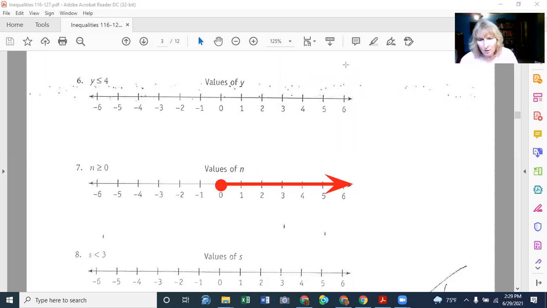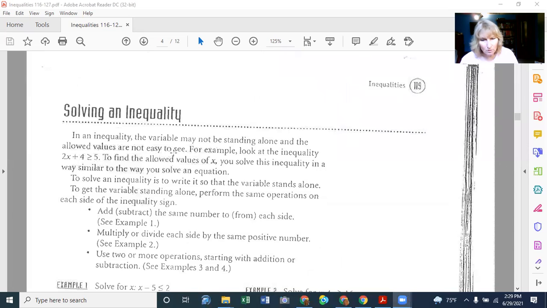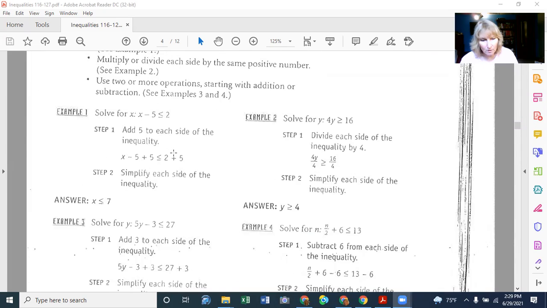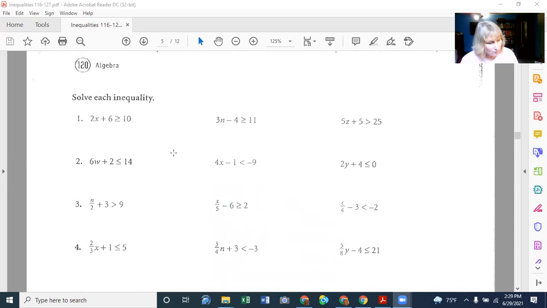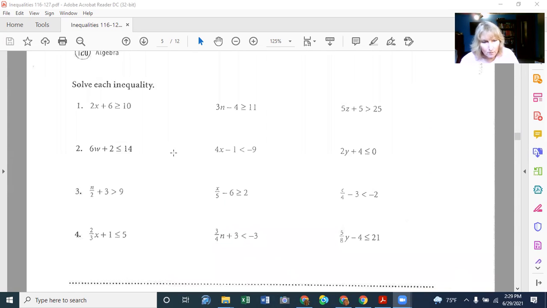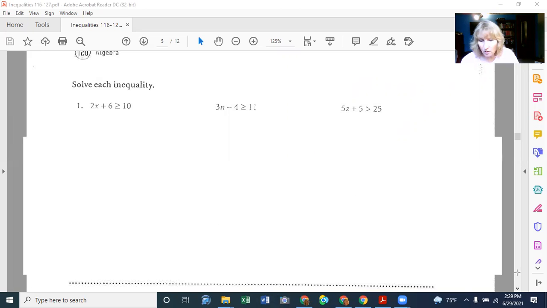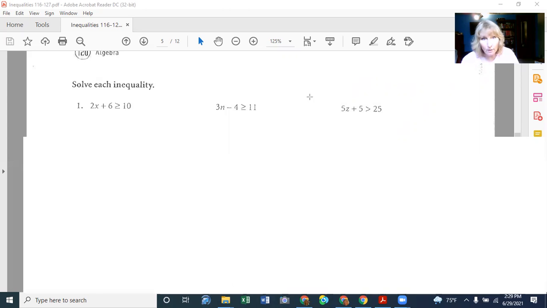Okay, let's look at page 120. So that's the next page. Nope, it's after the next page. The next page here is just instructions. Go to 120. So I want to do number 1. So let's solve each inequality. So when you solve inequalities, you pretty much are doing the same thing as you would when you're solving equations with an equals to instead of an inequality greater than or less than sign.